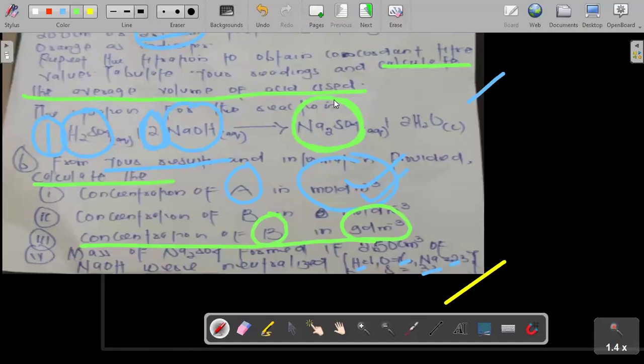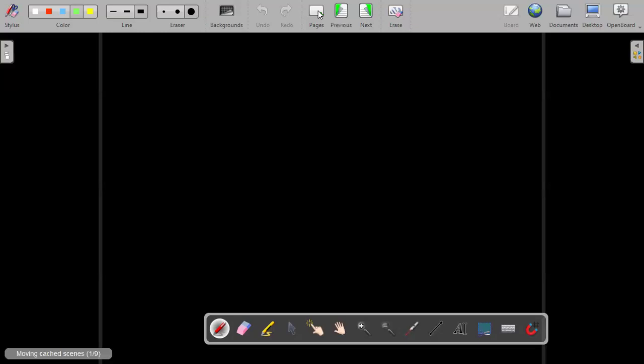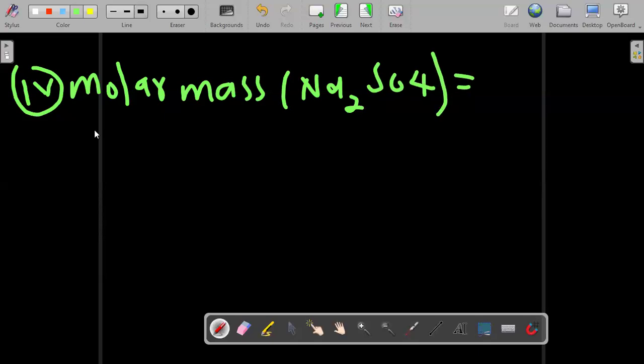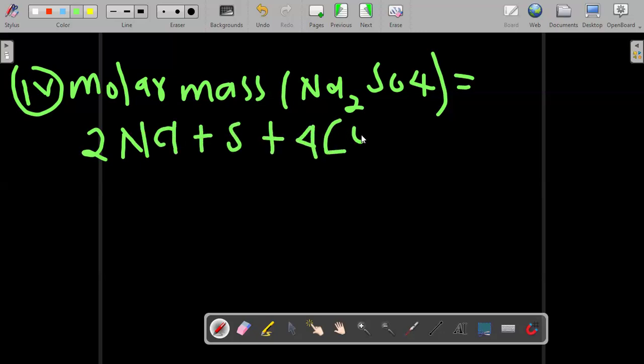Now remember I said something earlier, that anything that has mass must have what? A molar mass. Yes. So since they're asking for the mass of sodium sulfate, I must calculate the molar mass of sodium sulfate. So I will start by saying molar mass of Na2SO4. That gives 2Na plus S plus 4O. That's what we have, isn't it?